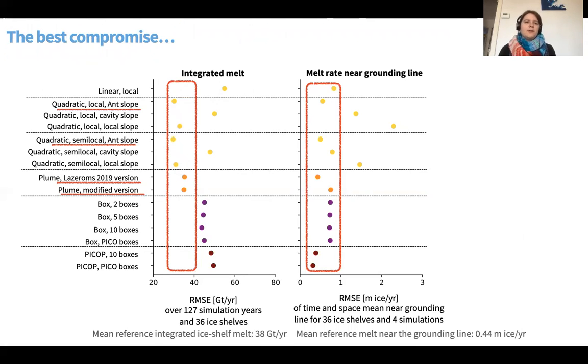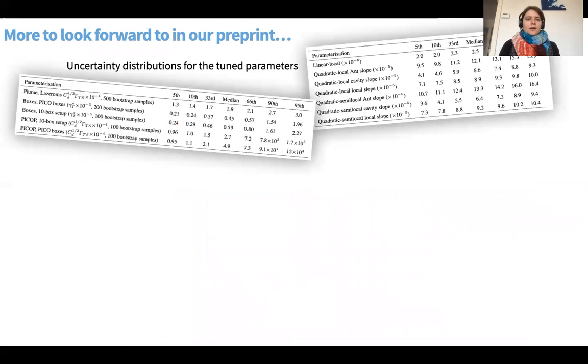So in the end, if we want to have a best compromise between getting the integrated melt rate and the melt rate near the grounding line right, then we suggest using the quadratic parameterization either in the local or semi-local variant using a constant Antarctic slope, or the two plume parameterization formulations that we presented in the paper. So this was just an overview on the main results that might be interesting really for an application in ocean modeling. But there is more to look forward to in our preprint if you're interested.